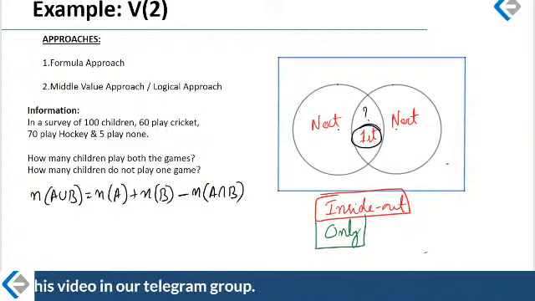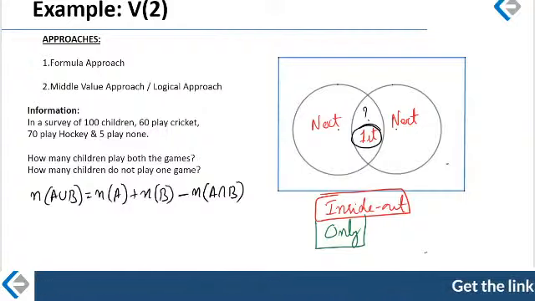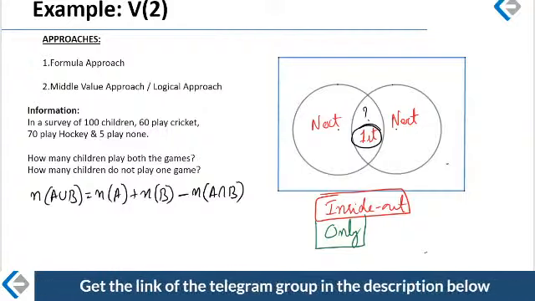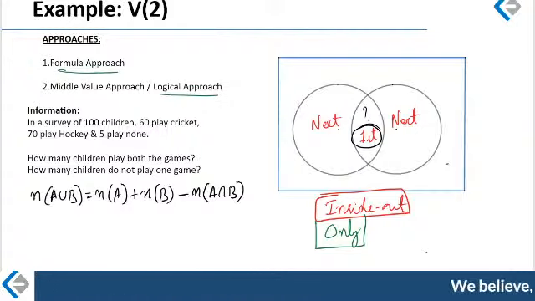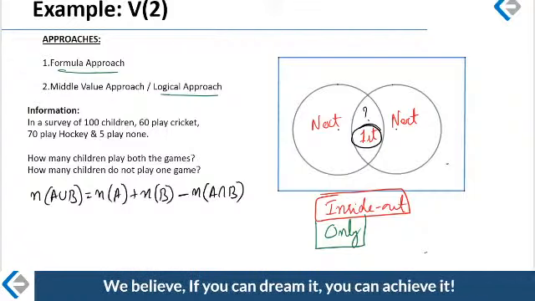They would have also taught you how to draw a Venn diagram for two sets, the way I've drawn the circles. All that is fine. Now, there are two approaches. One, people use the formula approach. The second is the logical approach, or the middle value approach. The combination of both is important. The balanced approach is always better.